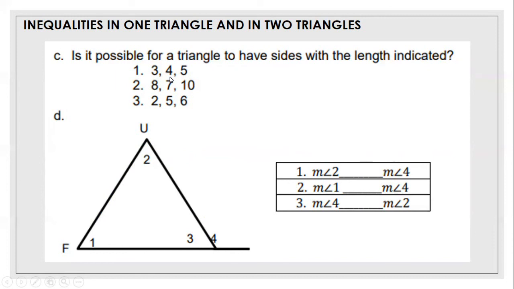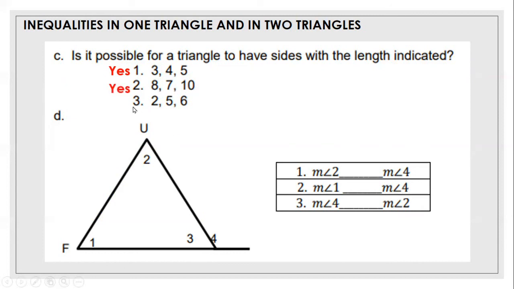3 plus 4, 7. 7 is greater than 5. So, possible. 3 plus 5, 8. 8 is greater than 4. So, possible. Check. And 4 plus 5 is equal to 9. 9 is greater than 3. So, the answer here is yes. Number 2, we have 8 plus 7. We have 15. 15 is greater than 10. Okay? 7 plus 10 is 17. 17 is greater than 8. 8 plus 10 is 18. 18 is greater than 7. So, yes.